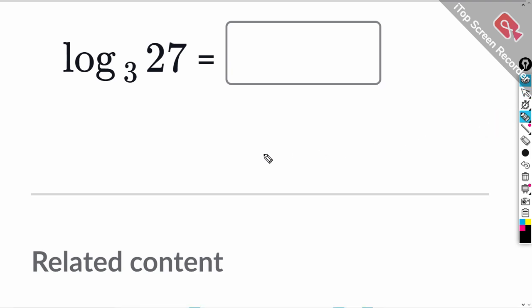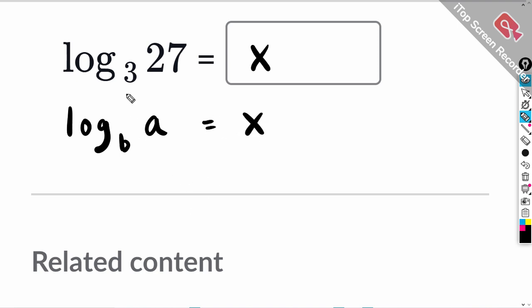All right, so here we have log base 3 of 27 equals blank. So we can call the answer x for now. Okay, and this is in the form of log base b of a equals x. All right, the 3 is the base, and the 27 is the argument. We want to translate this into exponential form. We said exponential form is going to be b to the power of x equals a.